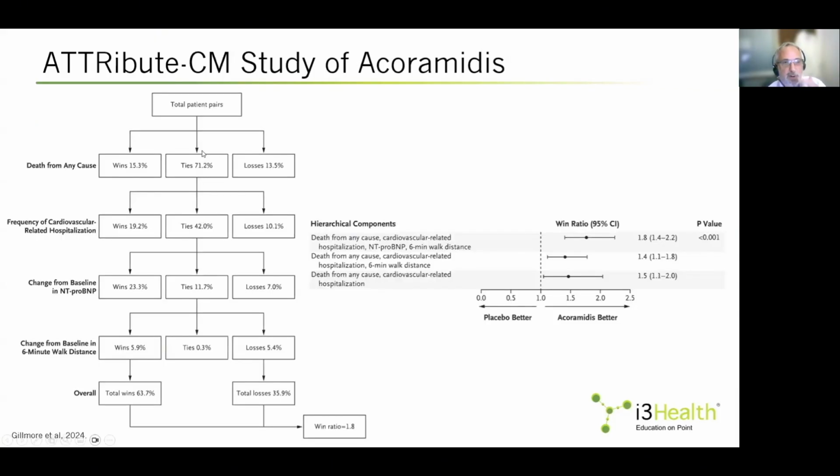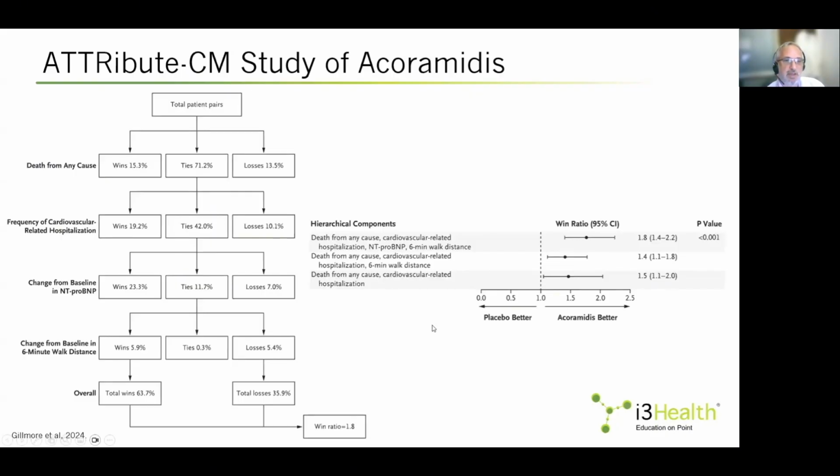They used a similar approach statistically called the Finkelstein-Schoenfeld approach, in which you compare each patient to each other on active therapy versus placebo to see, God forbid, who died first, and then who was, if there was a tie, then who was hospitalized more frequently, and then NT-proBNP, and then 6-minute hall walk. But looking at the first two hierarchies, which made up a majority of, if you will, the wins in this comparison, the win ratio was highly significant, showing that Acoramidis was better.